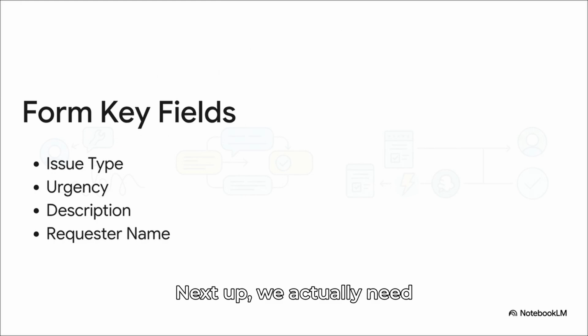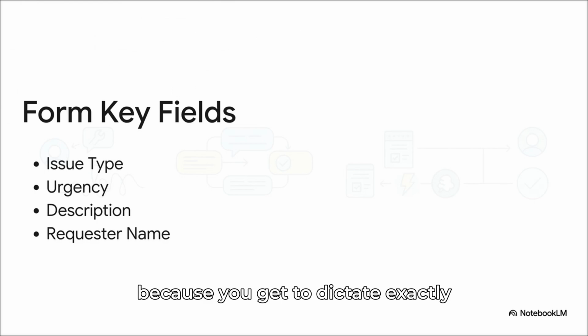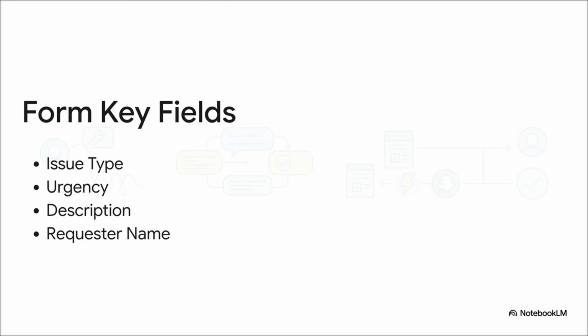Next up, we actually need to gather the information. So you'll add the collect info from a form step. This is where the magic really happens, because you get to dictate exactly what context you need before an engineer even lays eyes on the ticket. You're going to want to add key fields like issue type, urgency, description, and requester name.